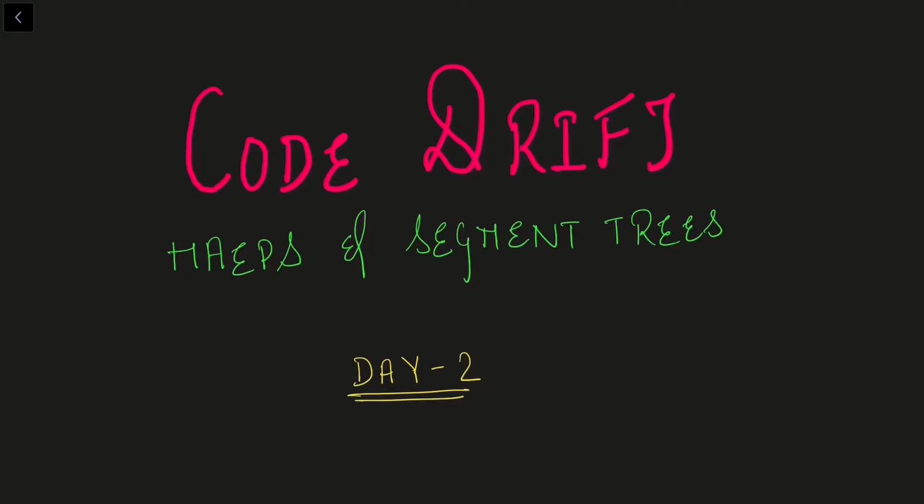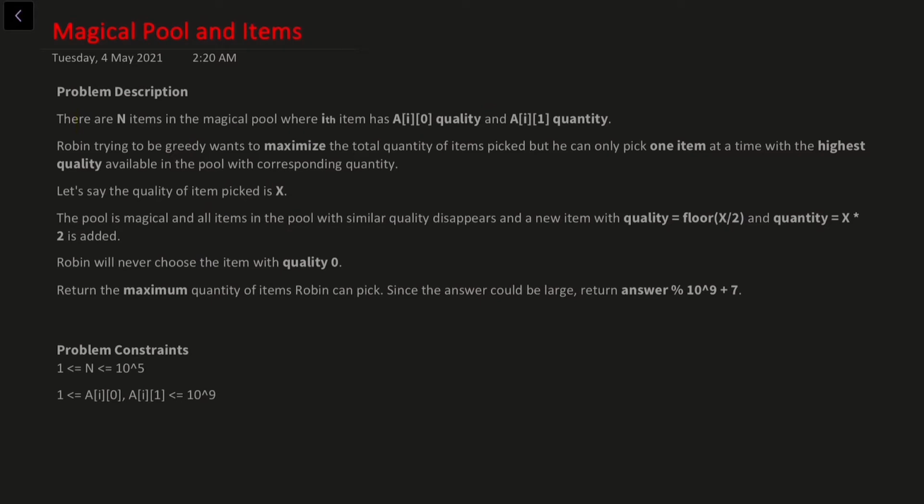Hello everyone, in this video we are going to talk about the problems of Code Drift Day 2. The problems are based on heaps and segment trees. So let's get started. First problem is Magical Pool and Items.